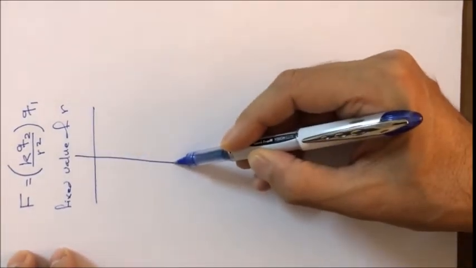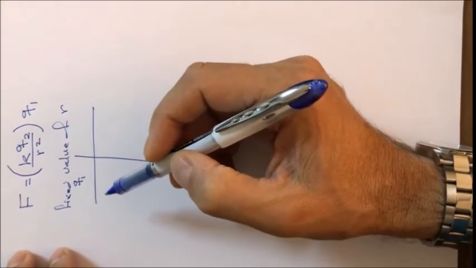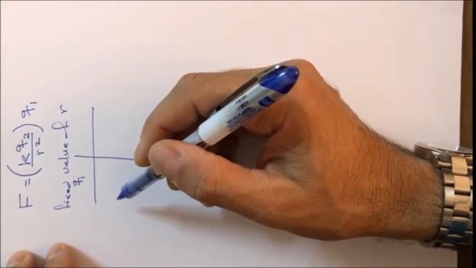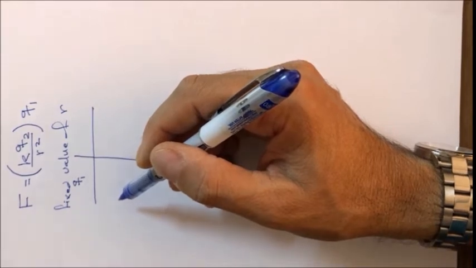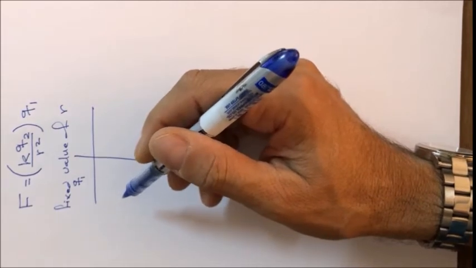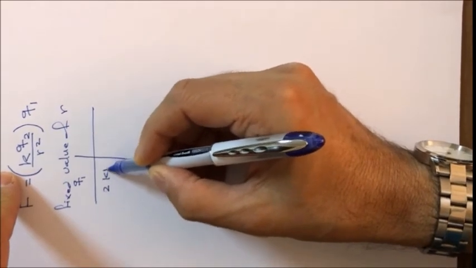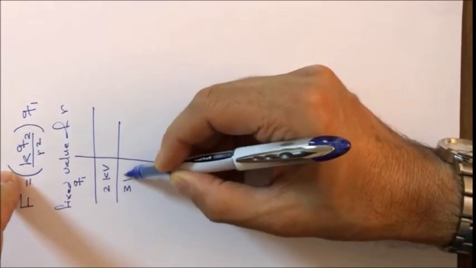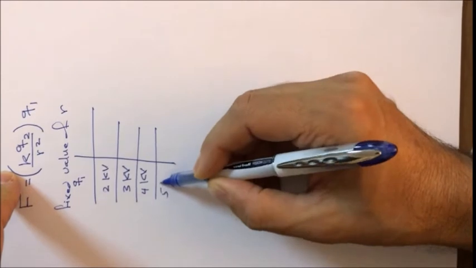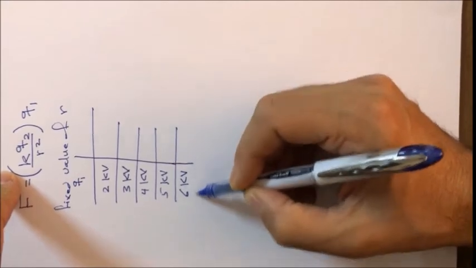And for the charge Q, instead of the charge, we will change the charging voltage, because when we increase the charging voltage, this will give more coulombs to the sphere. And we are going to use voltages of 2 kilovolts and 3 kilovolts and 4 kilovolts and 5 kilovolts and 6 kilovolts, 5 readings.